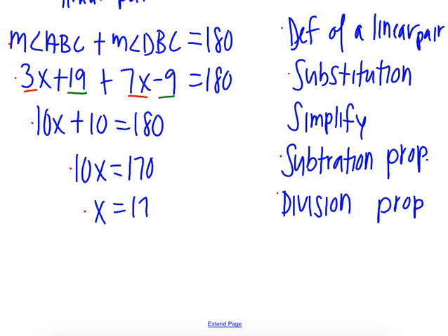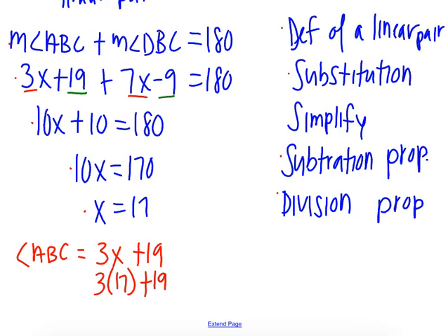Now we're just going to plug in to find out what each angle is. So angle ABC, excuse me, we're going to have 3x plus 19. Plug in what we had for x, so 3 times 17 plus 19 gives me 70. And then I have angle DBC. Not 3, I looked at the wrong one, sorry guys. 7 times 17 minus 9, that gives me 110.